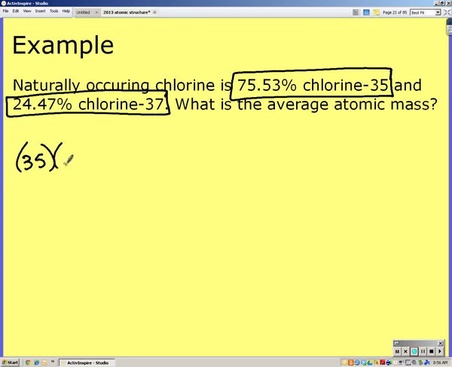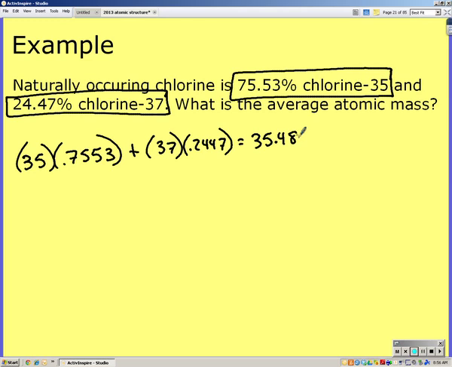So I take the mass and multiply it by 0.7553. Again, I just divided by 100. And then added it to 37 times 0.2447. Before even plugging it in the calculator, I know my answer has to be between 35 and 37. If it's not, I need to recalculate.